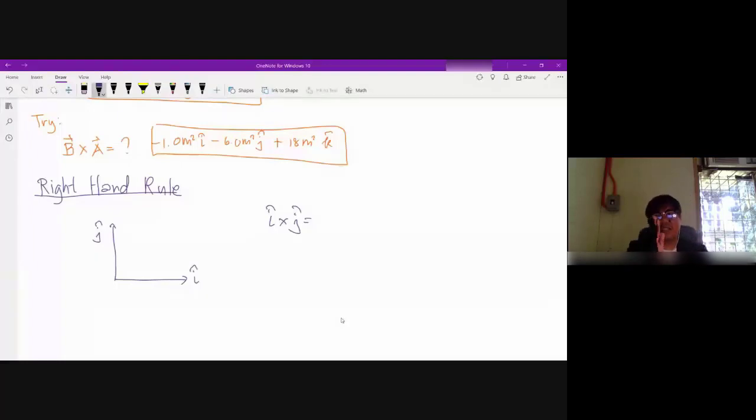Okay, this is my right hand. So, four fingers. This one. I will point my four fingers at the first vector. So, in this case, look at the screen. Where is the first vector? We have i cross j, right? Are you with me?